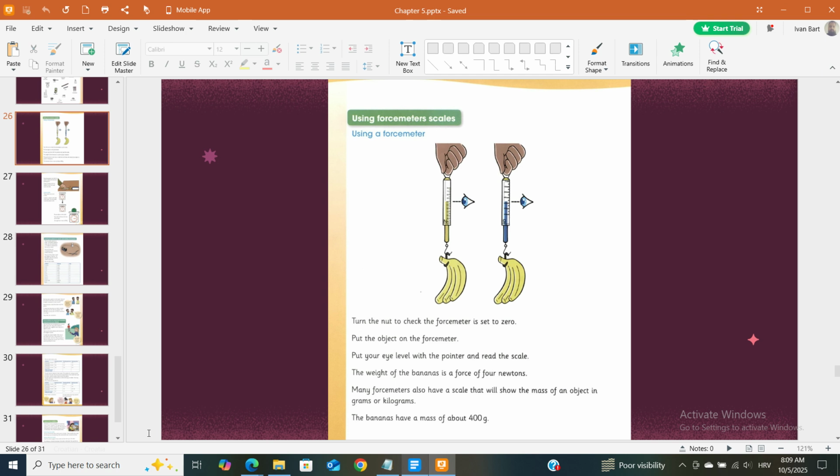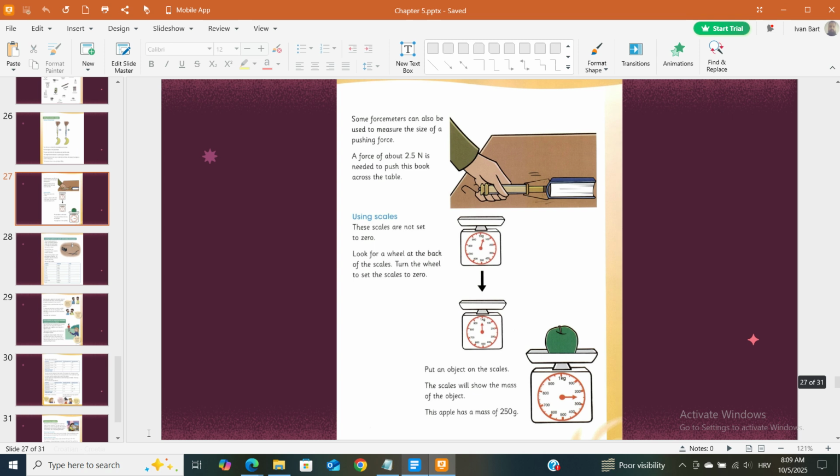Many force meters also have a scale that will show the mass of an object in grams or kilograms. The bananas have a mass of about 400 grams. Some force meters can also be used to measure the size of a pushing force. A force of about 2.5 N is needed to push this book across the table.